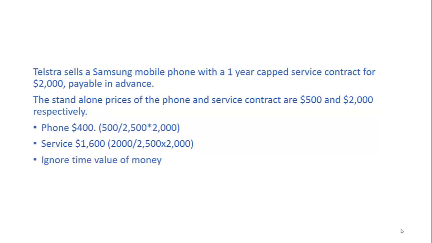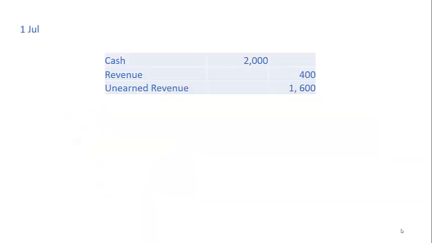To simplify things in this question, I've ignored any time value of money. So when we enter into the contract, Telstra would receive $2,000. To the extent that $400 of that relates to the phone, where the performance obligation is met on the day the contract is entered into and the phone's handed over, you'd recognise that immediately as revenue. And the service revenue, which relates to services provided over the next year, well, the service hasn't been provided yet, so the performance obligation isn't met, and so you'd recognise unearned revenue at the date you entered into the contract.